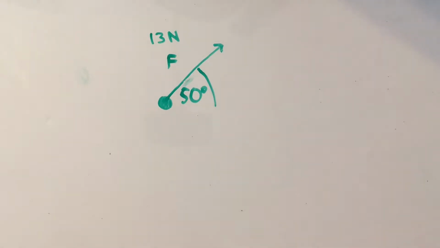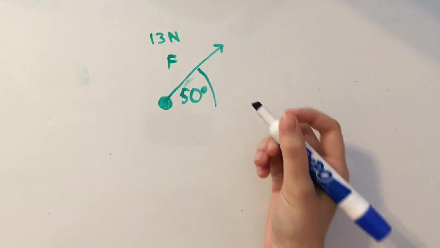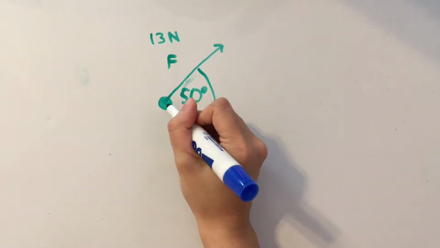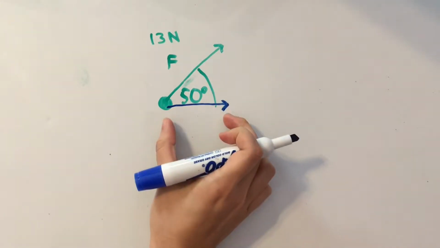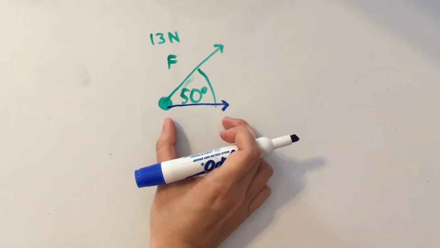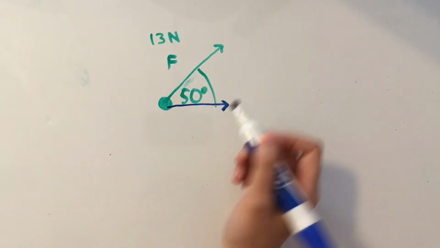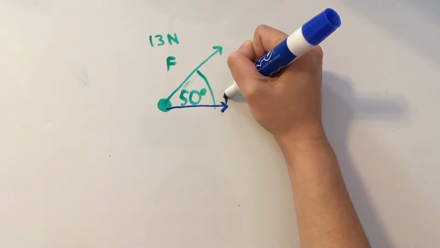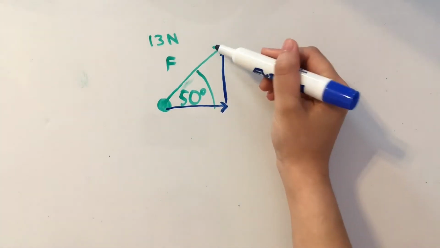So let's say we have a force of magnitude 13 newtons and it's acting on an object at an angle of 50 degrees. Well, we can resolve this force vector into its x and y components. So we have an x component going this way, and that's basically going to be the length of the force vector on the x-axis. And then we also have our y component, which goes from here to there.